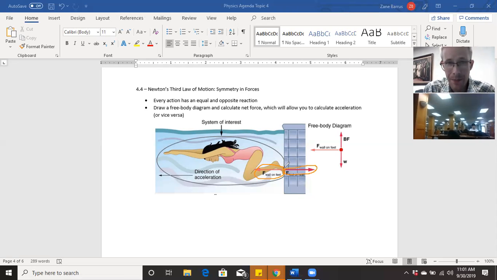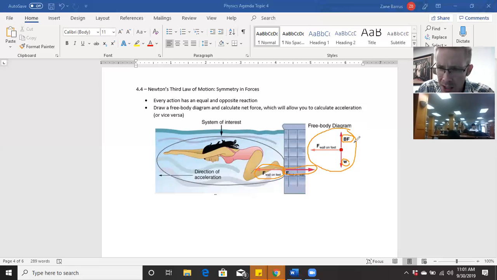Now, I want to talk about the free body diagram for this example. So if you take a look here, here's a free body diagram. We have the swimmer represented by a dot. We have the force that the wall is pushing off on her with. We have her weight represented by W. We also have BF. BF stands for the buoyant force. Okay, so this is the weight, this is the force with which water pushes up on her.